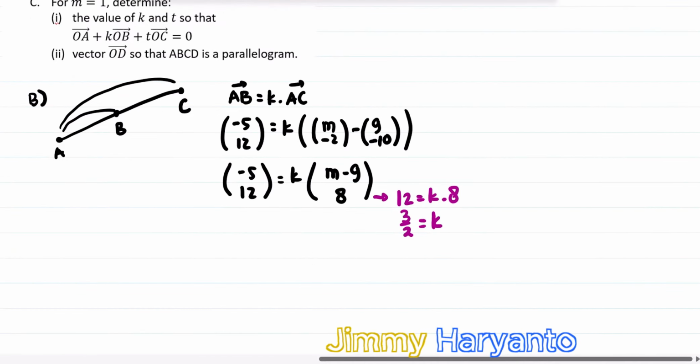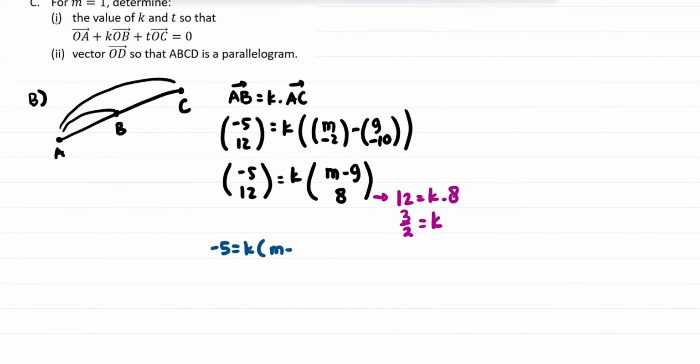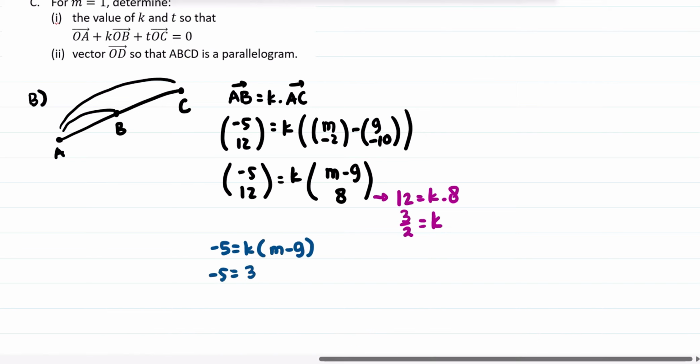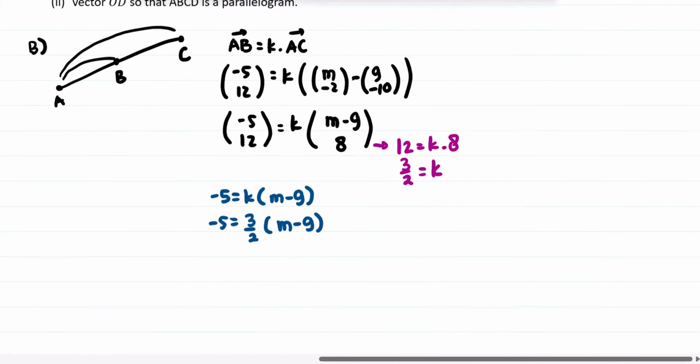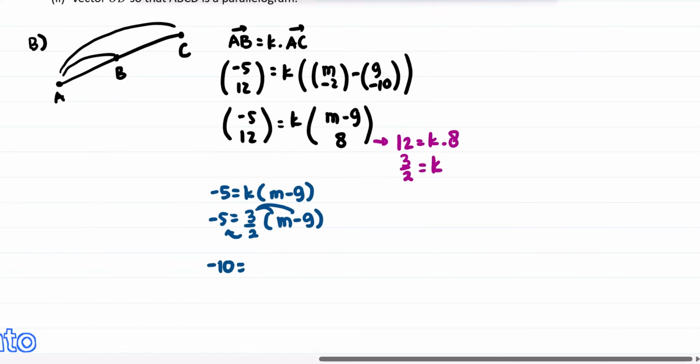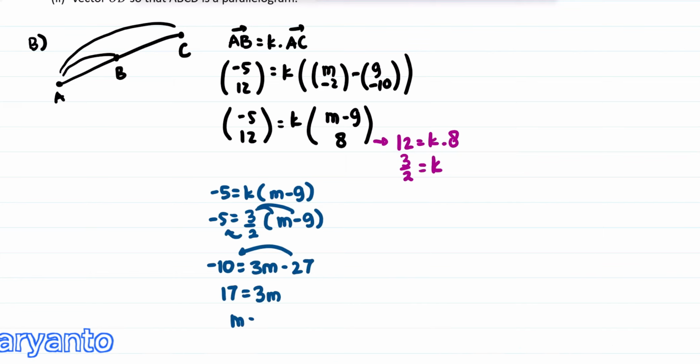From the i component, I will have -5 equals k times (m minus 9). We already have k, so we can substitute it like this: 3/2 times (m minus 9). Then multiply by 2, you'll have -10 equals 3 times (m minus 9), which is 3m minus 27. Then you move the 27, you'll have 17 equals 3m. So m equals 17 over 3.